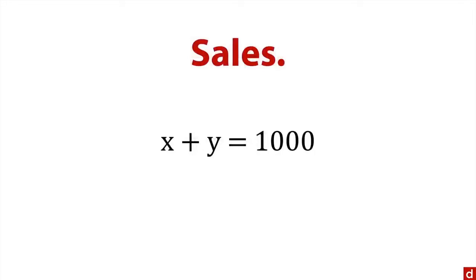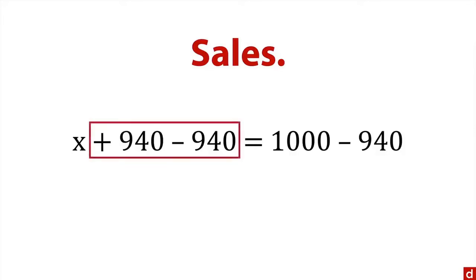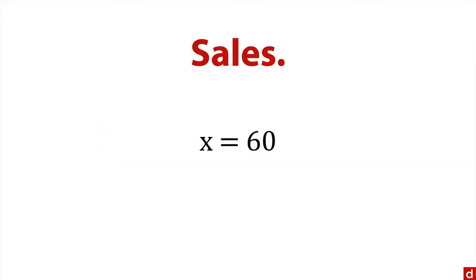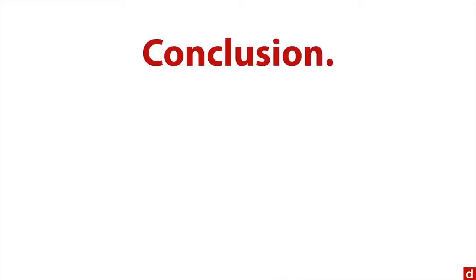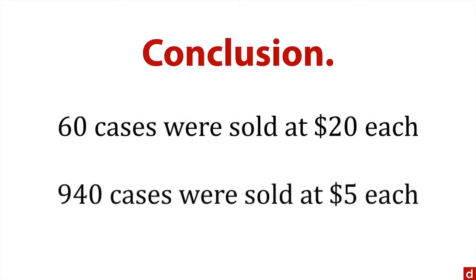So let's go back to sales. We have X plus Y equals 1,000. We take the value that we just got, 940, we stick that into the equation, and then we can solve for X. Just subtract 940 from each side. There we go. We get X is equal to 60. So let's put it all together just to recap what happened. What this tells us is that 60 cases were sold at $20 each, and that 940 cases were sold at $5 each. Now, what's interesting about this is you can also do this graphically.